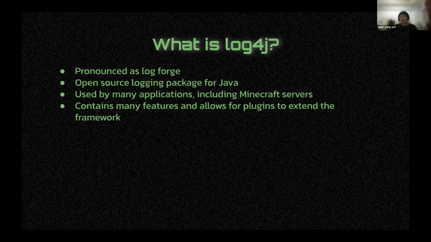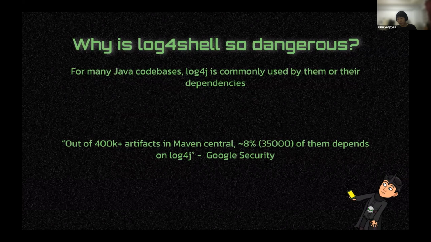Yeah, so I'll be talking about log4j, or it should actually be pronounced as log4j, but most people just pronounce it as log4j. So what is log4j? Log4j is an open source package for Java that is used for logging, as the name suggests. It's used by a lot of applications, including Minecraft servers, and things like Elasticsearch. It has a lot of features, and it allows plugins to extend the framework to include even more features. And so the talk is mostly about Log4Shell, which is a series of vulnerabilities that affects log4j.